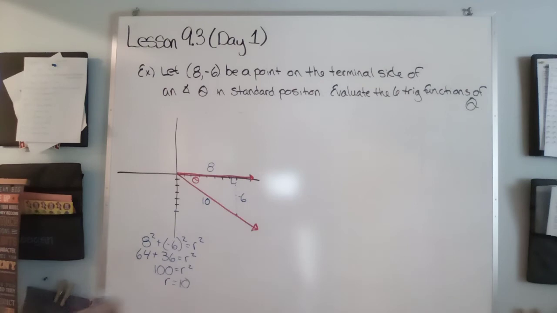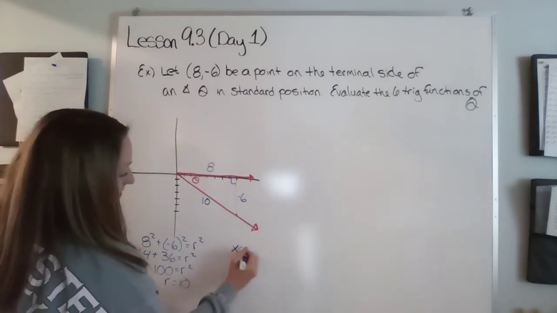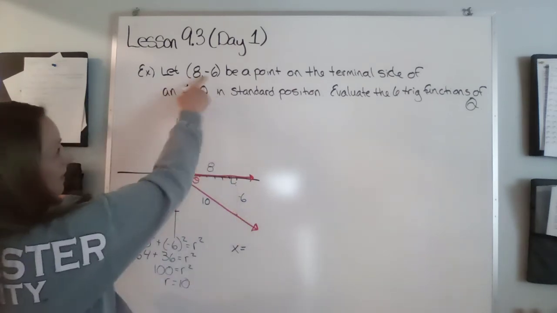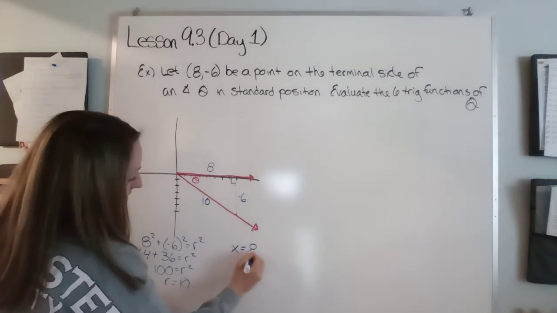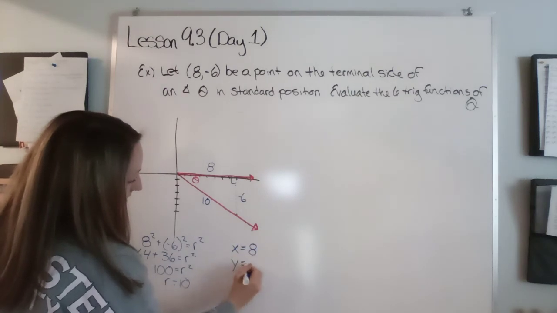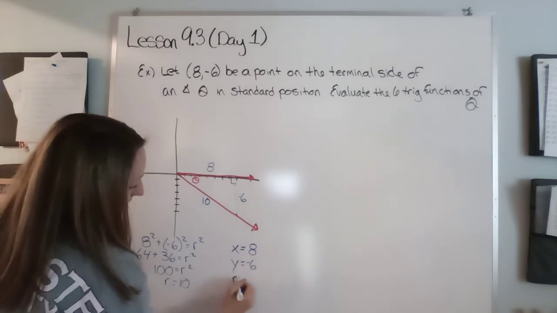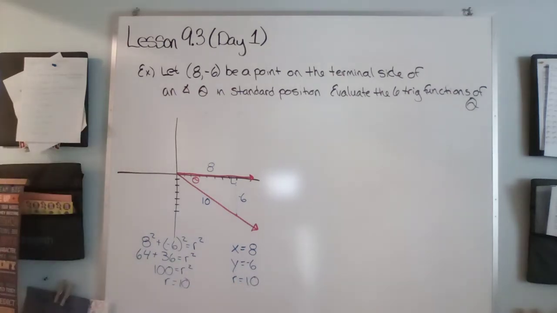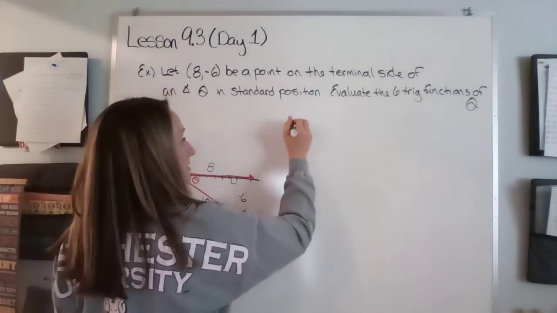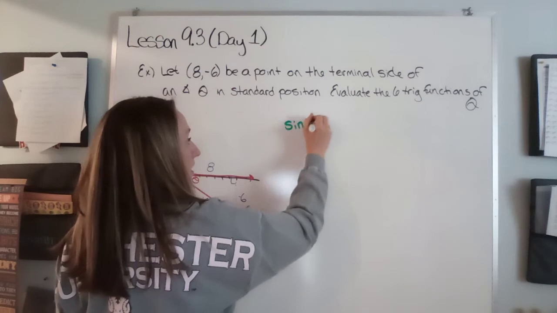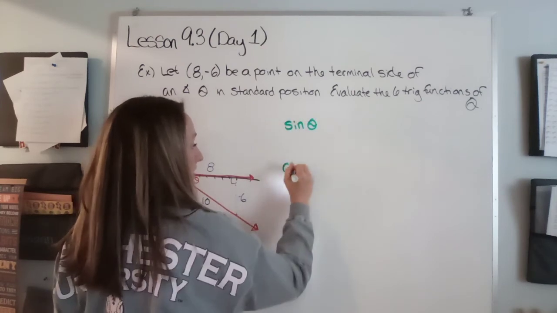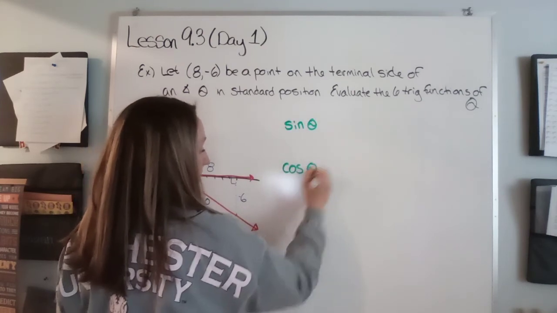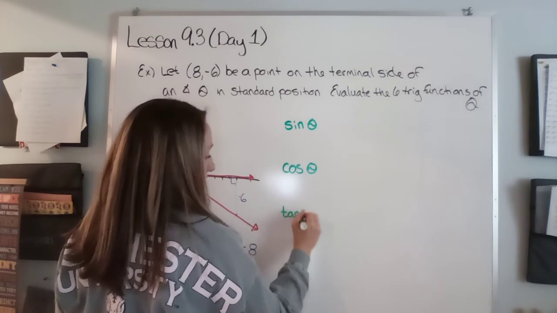So now I know my x, and they're given here as well, x and y, right? My x is 8, my y is -6, and my r is 10. That is all the information I need in order to evaluate the 6 trig functions of theta. All right, so I have sine of theta, cosine of theta, and tan of theta.